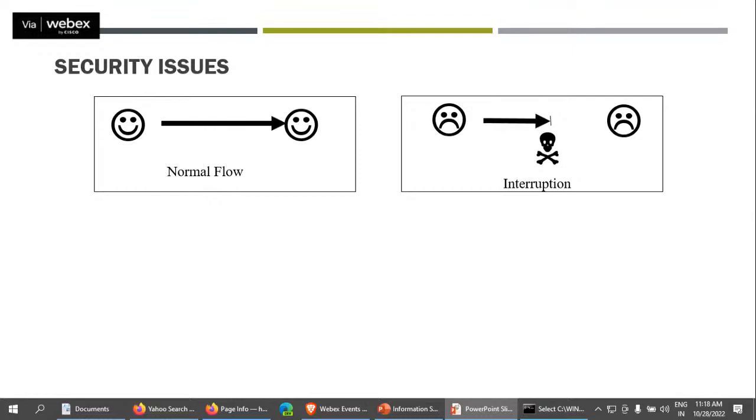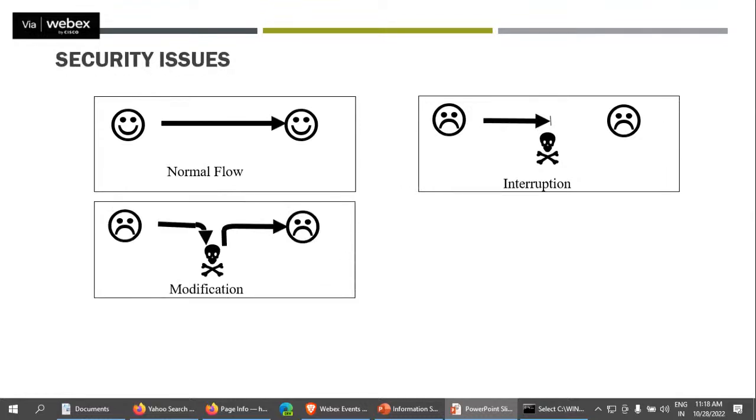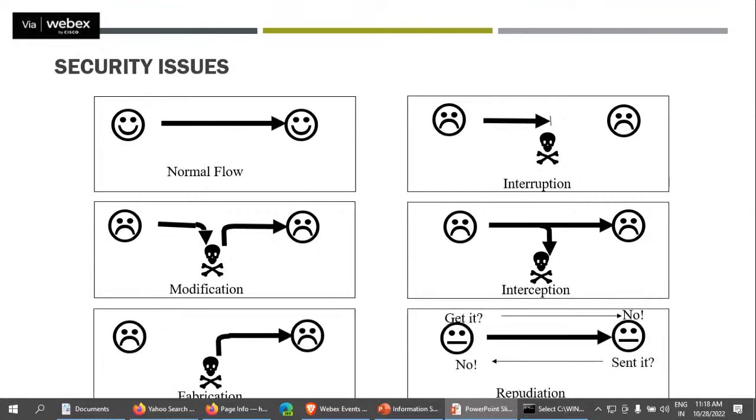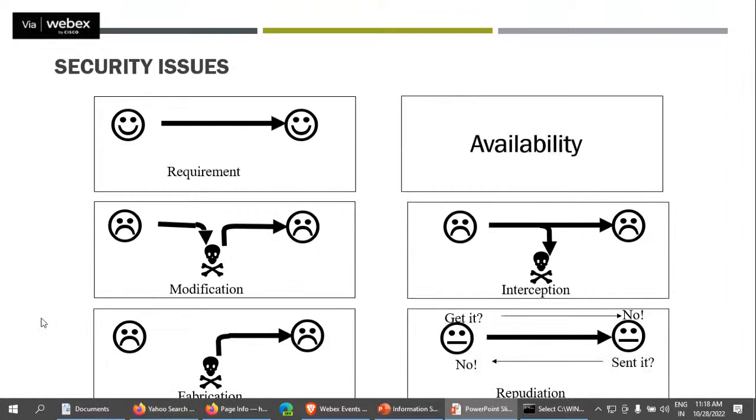It can be a network interruption. It can be another attack. After that, there can be modification. Modification is done by the hacker. It makes some changes: it gets the data from the sender, makes some changes and sends it to the receiver. Whenever data is being sent, an interruption is done and it is sent to another user. Then there's fabrication and repudiation.